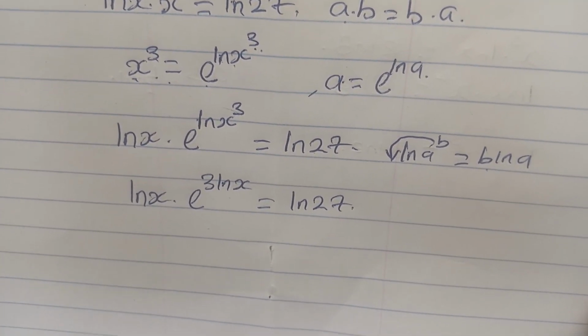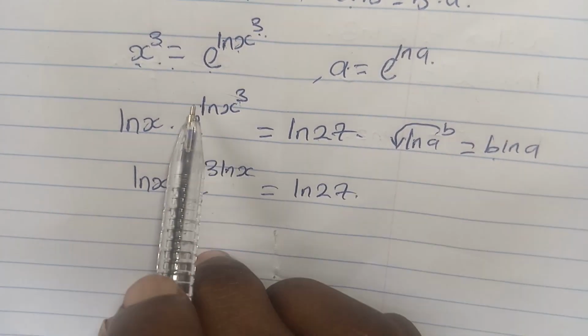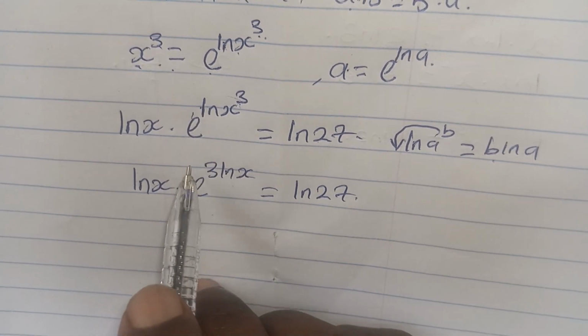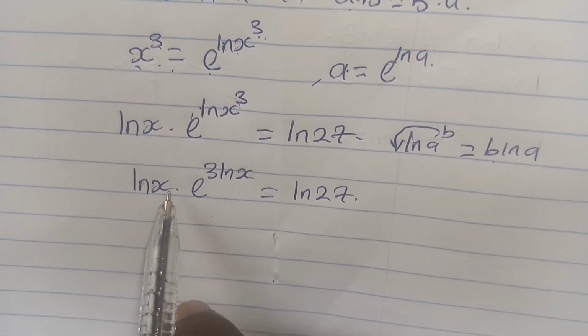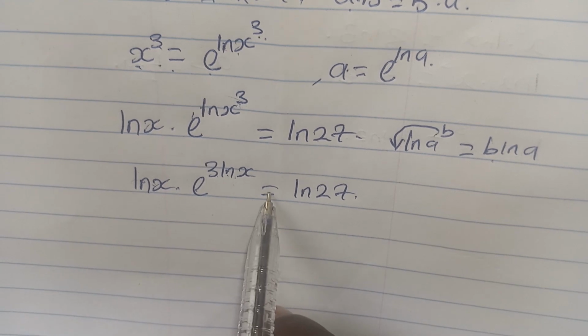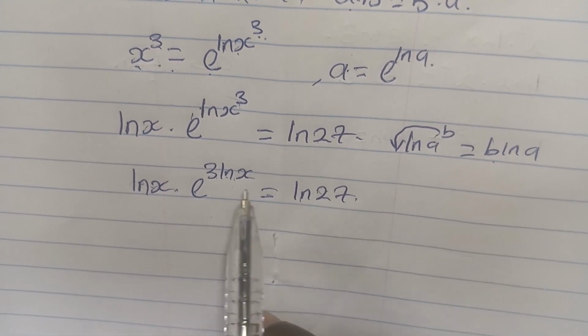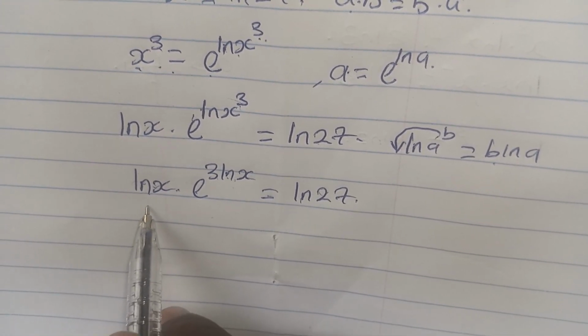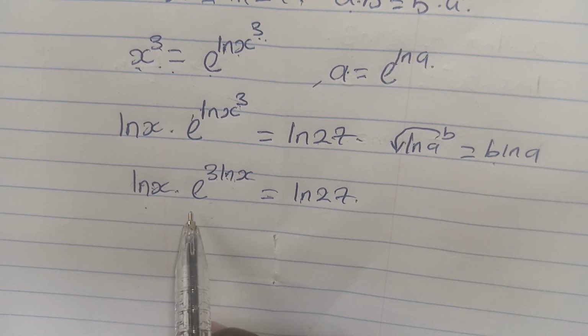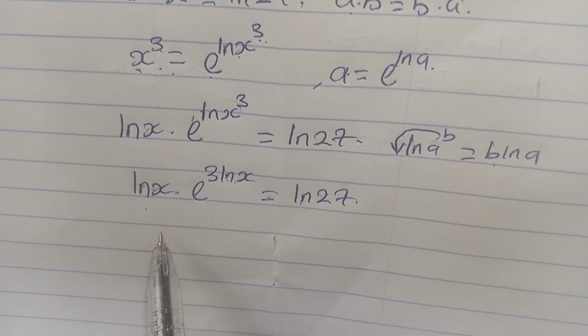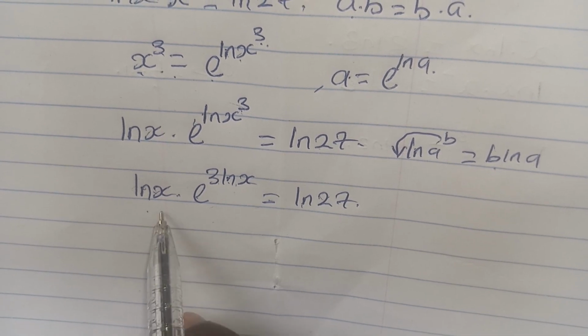Okay, having done this, we can see that this 3 has come to the front. So we are now having ln x times exponent 3 ln x is equal to ln 27. So what then is the next step? So we are now having this.